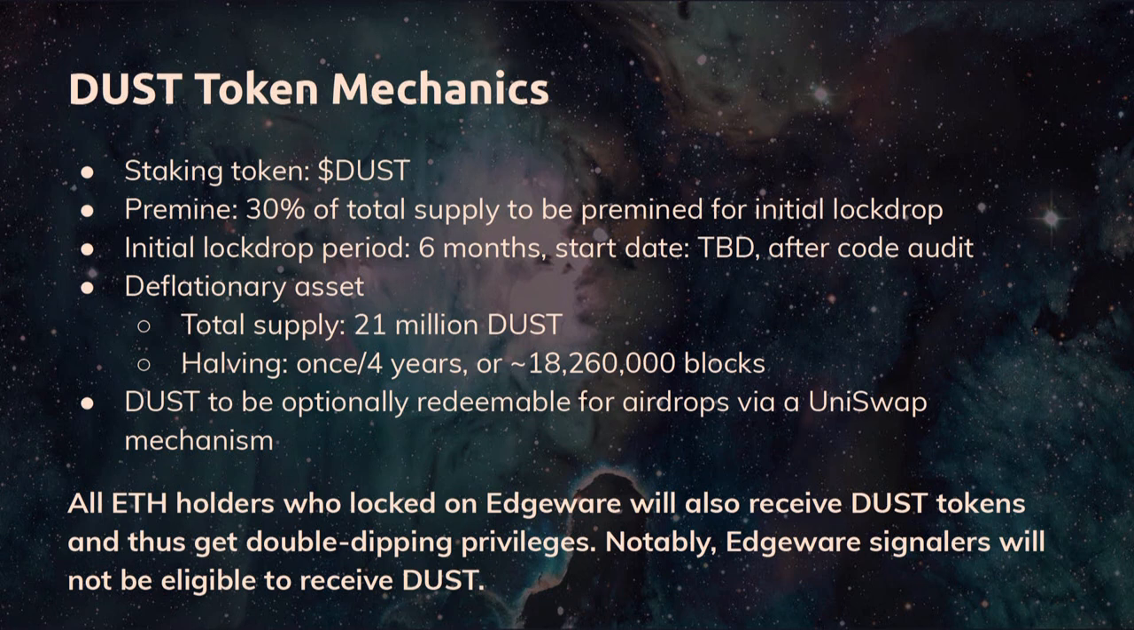So there will be a pre-mine of 30%. So there will be an initial lock drop period of 6 months. The lock drop period hasn't begun yet because it is pending auditing of the code and actually building of the chain. So after 6 months of locking up your tokens, everyone who participated in that initial lock drop period will receive 30% of the dust in proportion to how much they have locked up.